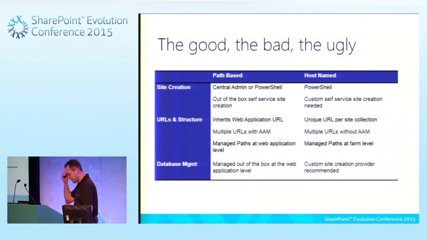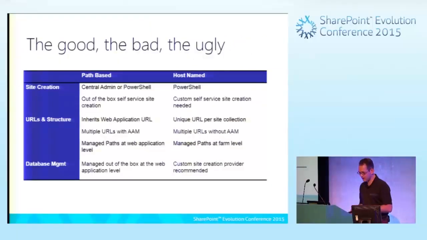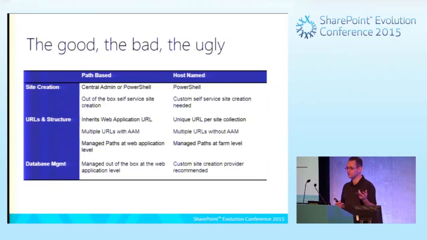Okay, if we compare hostname site collections with path-based site collections, so the traditional approach with the new approach, or the alternative approach, I should say, site creation through PowerShell in hostname site collections. If you're using the out-of-the-box self-service site creation for your normal sites, you should develop a custom self-service site creation provider. We can have unique URLs per site collection. We can even have multiple unique URLs per site collection. We will get to that. So we don't use alternate access mappings anymore. Yay. We all hated them, right?